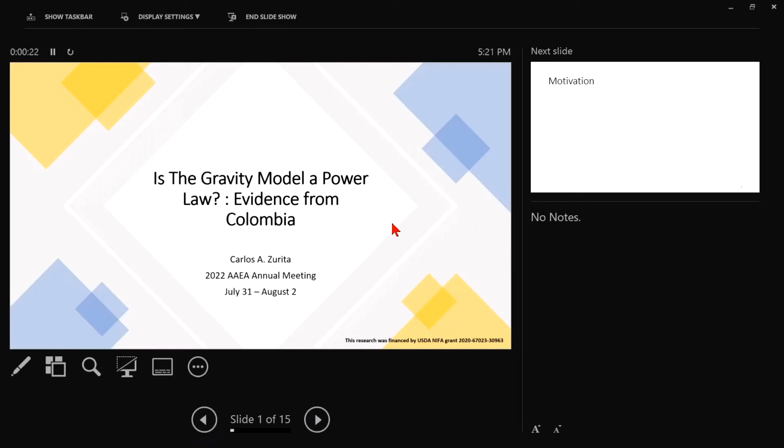Just before I start, when I refer to the gravity model, I'm referring to the gravity model of international trade. I'm basically interested in the effect of distance on the amount of trade between countries. There is the idea that if I increase the distance between two countries, the trade between them will reduce.